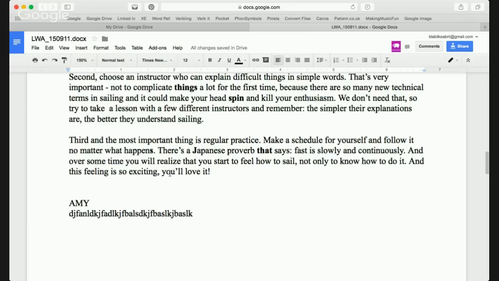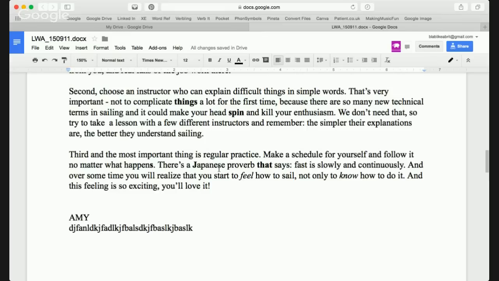And over some time, you'll realize that you start to feel, if you want to emphasize it, put it in italics, feel how to sail, not only to know how to do it. And this feeling is so exciting, you'll love it. Awesome. Really well written. Excellent work.